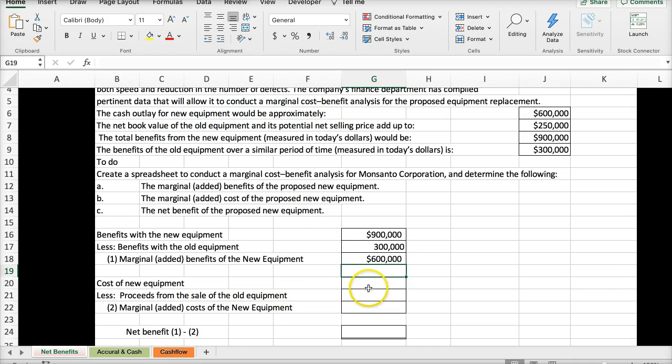Okay, so the cost of the new equipment, if we're going to buy the new equipment, it says here cash outlay would be $600,000 for the new equipment.